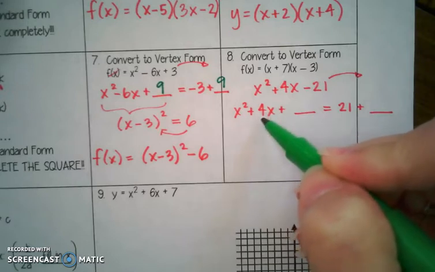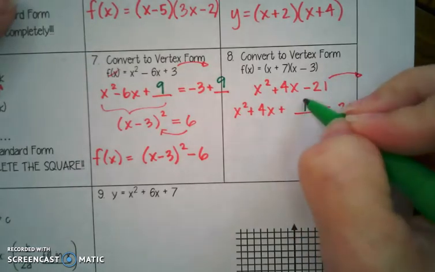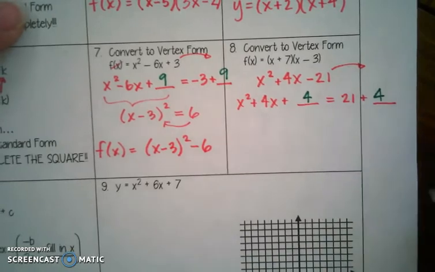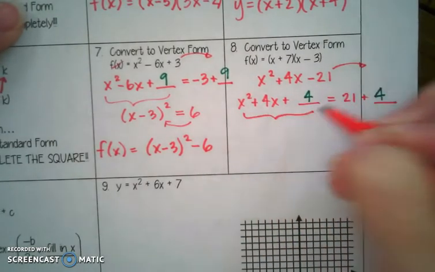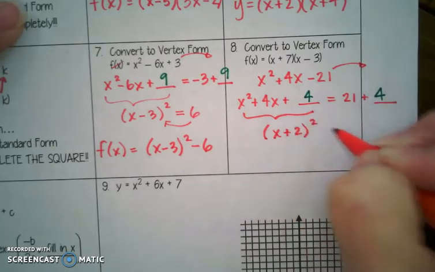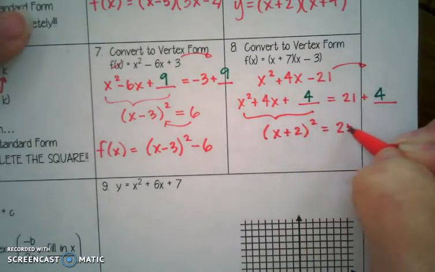So half of 4 is 2, 2 squared is 4. And then the rule is whatever you do to one side, you have to do to the other side. So we keep it balanced. So now this can be factored to be (x + 2) squared. Over here, that equals 25.